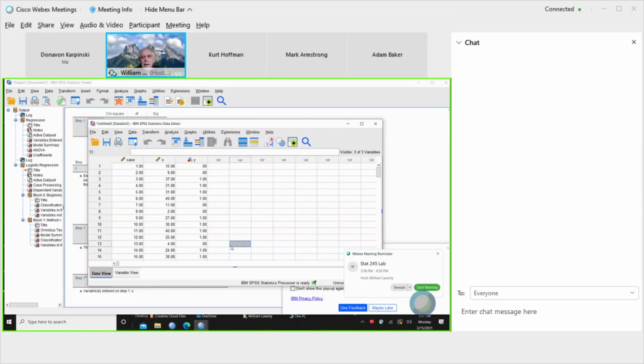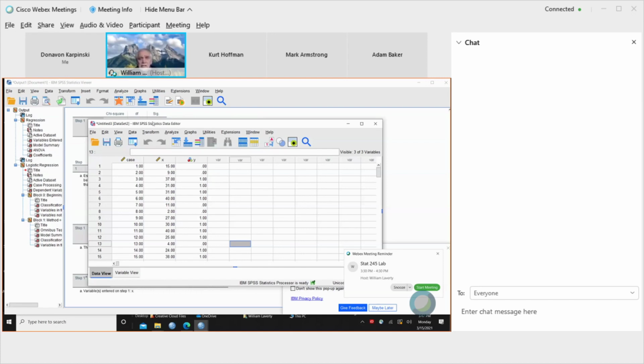Okay, so here I've opened up the data in SPSS. What we're trying to do is predict the probability of y equals 1 from the value of x. These are patients who have cancer, and x is measuring a cell count, and it's related to the probability of going into remission.